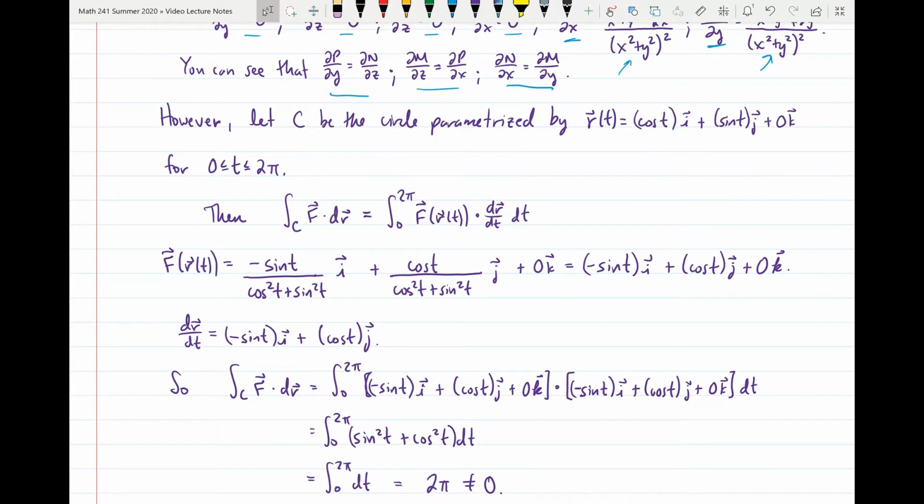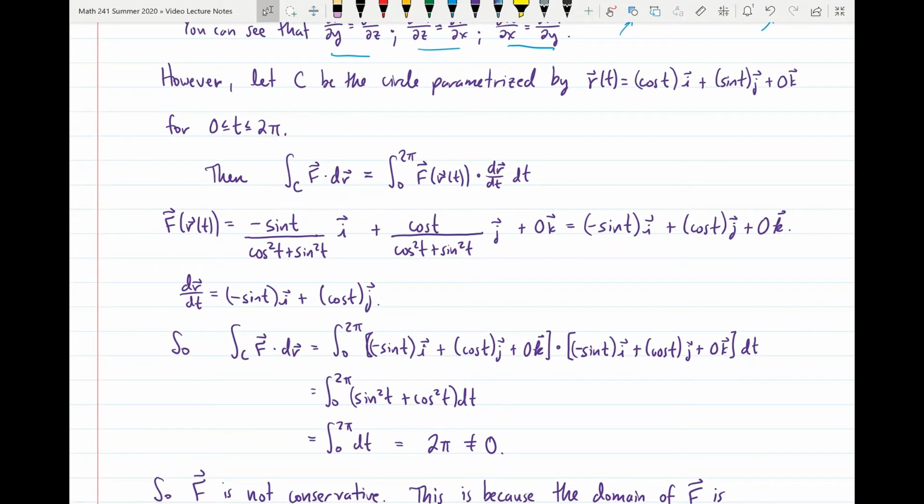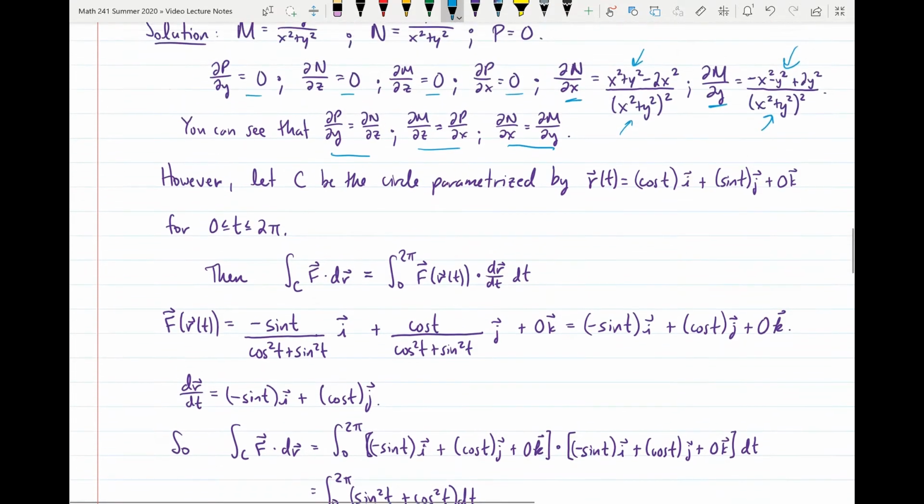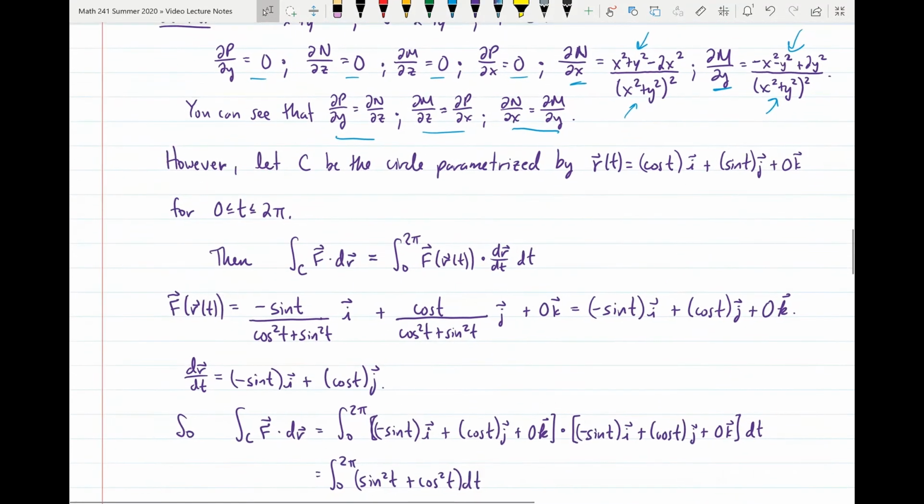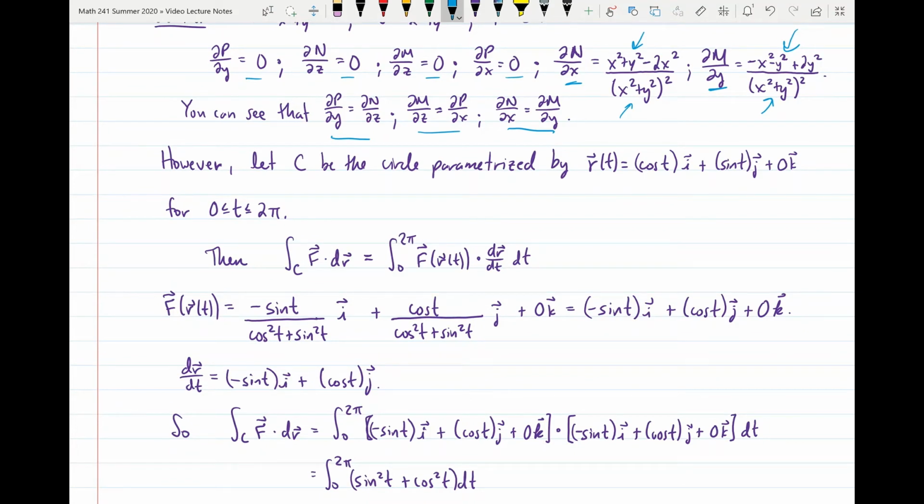Okay, so we can let C be a circle parametrized in the plane by r of t equals cosine of t i plus sine of t j plus 0k, where t is ranging from 0 to 2 pi. We are talking about a vector field in space here, but this is a curve in the plane because k is equal to 0, and it should look something like this. It's a circle of radius 1 going around the z-axis. You can think about the z-axis coming out of the page in the center there, and we're going around counterclockwise.